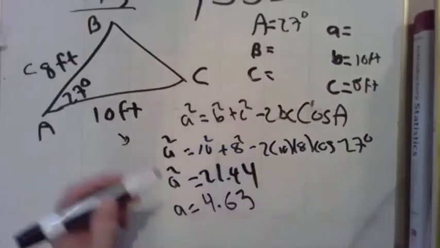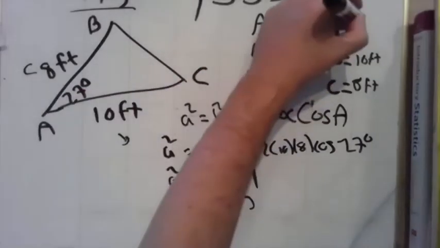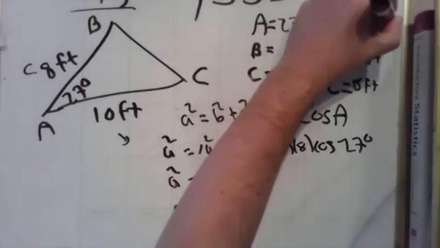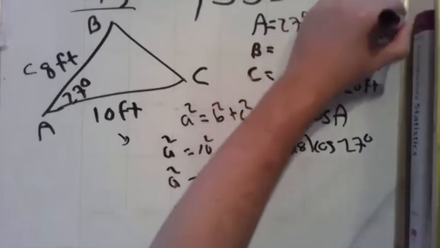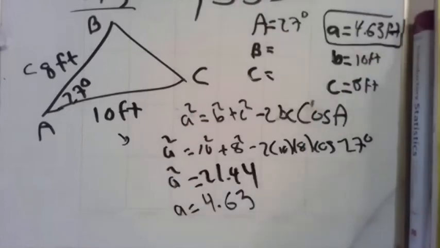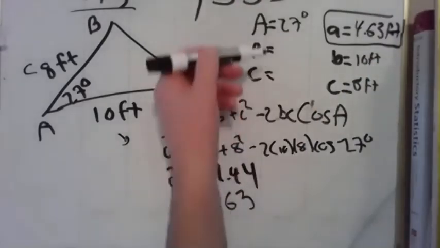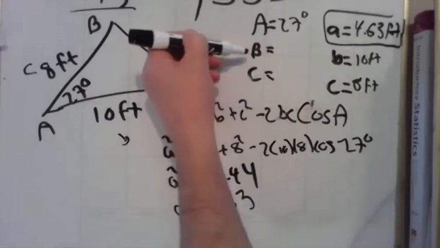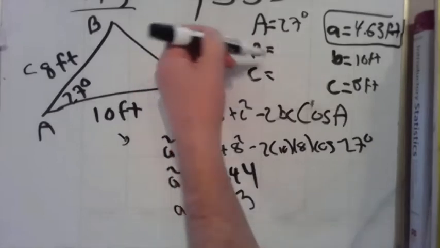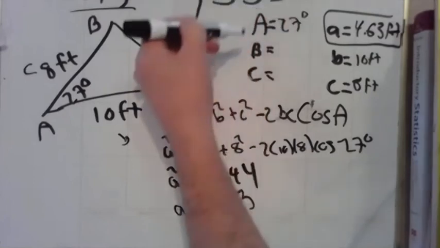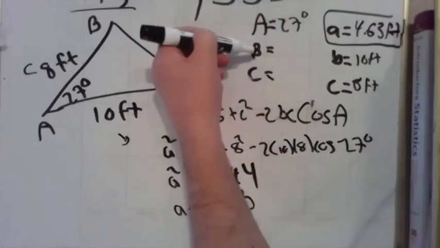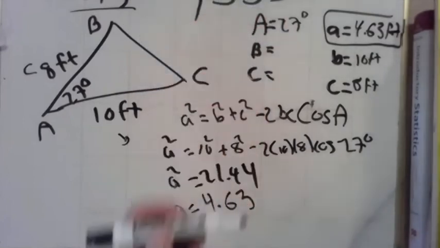So 4.63, what are my units? Feet. We want to make sure we have units here. We found that, let's circle it. All right, now I need to find either A or B. Once I get one of these angles, the third one, I just use 180 degrees in a triangle to find the third. So I need to figure out one of these two angles.